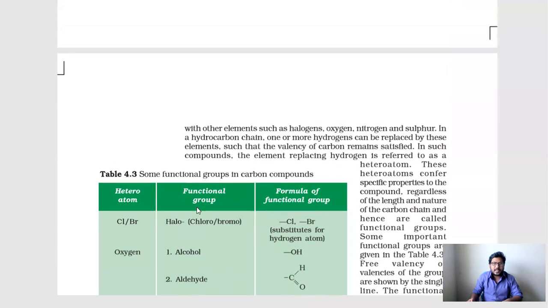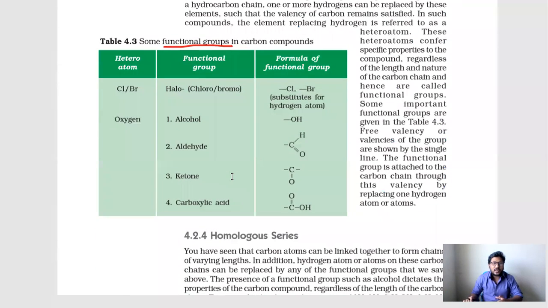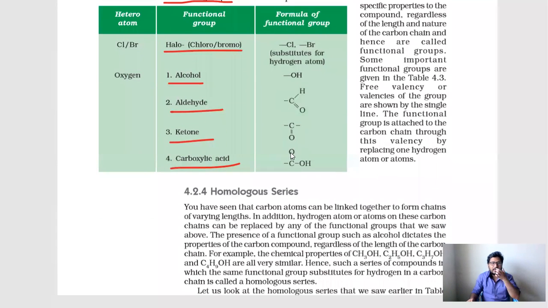And this is main important, functional groups. What is a functional group? How are you adding functional groups to the carbon compounds? There are a few functional groups in the 10th class. You are going to learn only 5: halo, alcohol, aldehyde, ketone, carboxylic acid. How these are arranged, all that we'll learn.